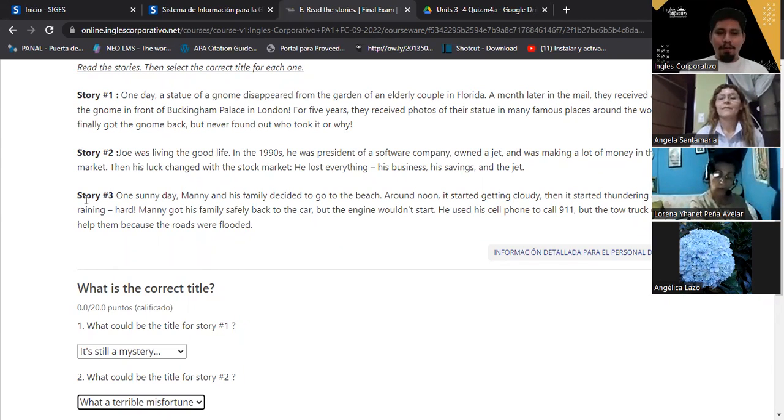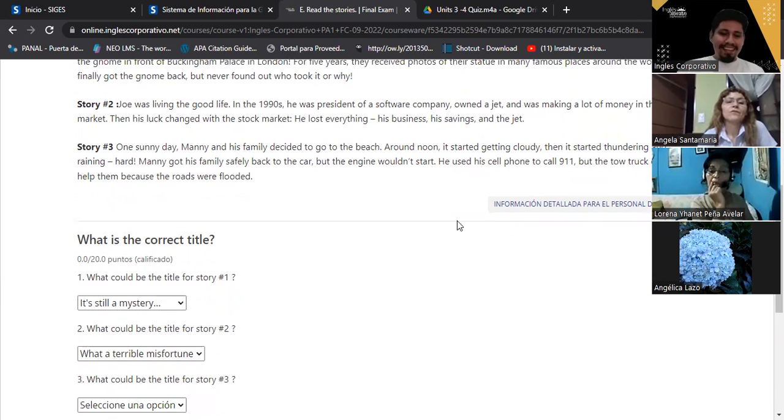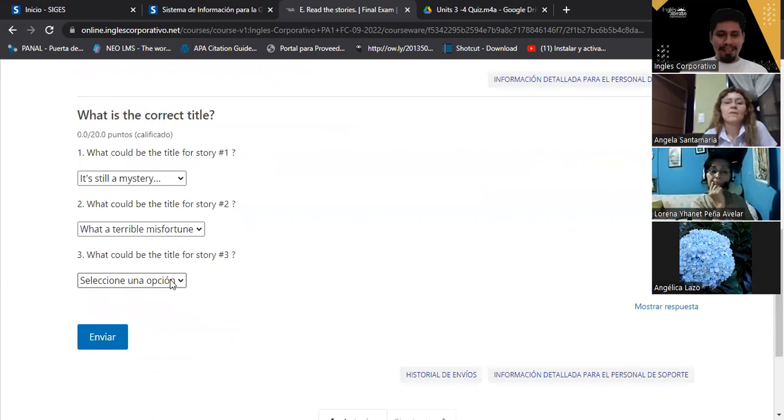Okay, very good. So one Sunday, Manny and his family decide to go to the beach. Something happened there, I guess. It says, around noon, it started getting cloudy. Then it started thundering and raining hard. Manny got his family safely back to the car, but the engine wouldn't start. He used his cell phone to call 911, but the tow truck couldn't help them because the roads were flooded. So let's choose the title for story number three.